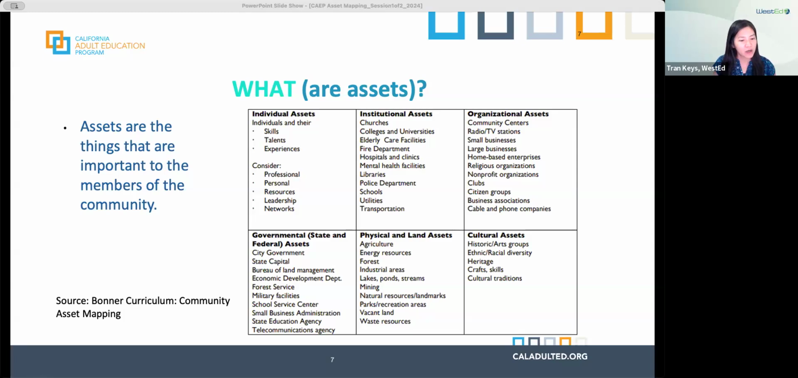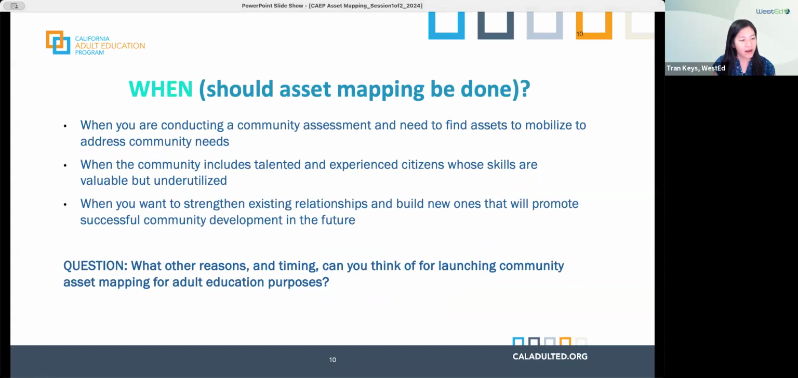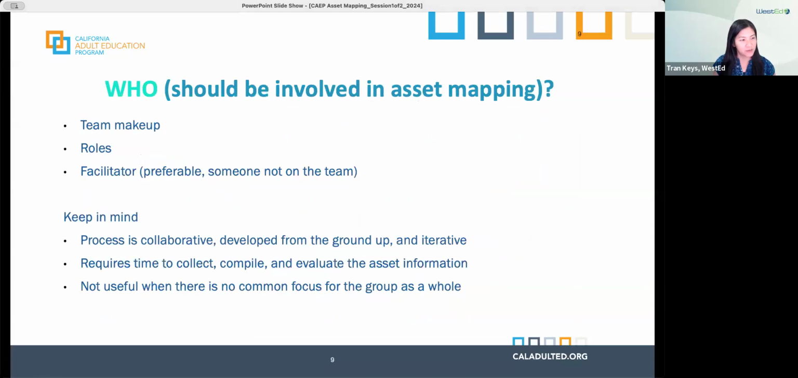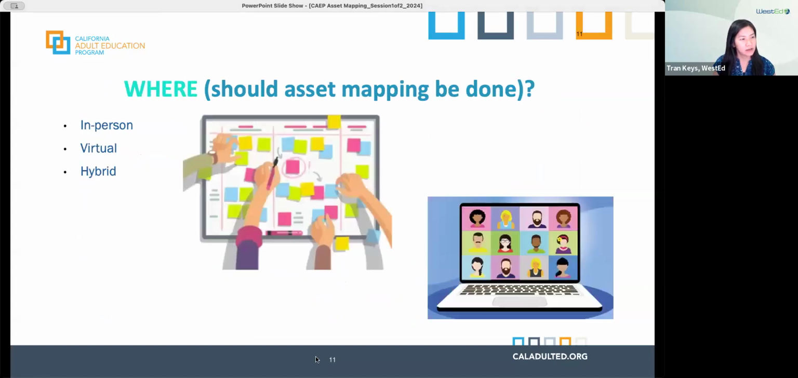So on the next slide, we're going to dive into why. Why should we engage in asset mapping? So the main reason for why we should engage, let me make sure I'm on the right slide here. So we covered the what of asset mapping, and now we're on the why, and that's one slide before. Let's see, go back.